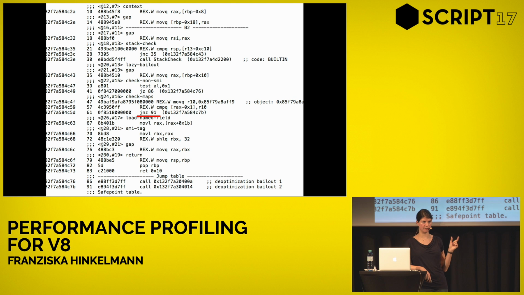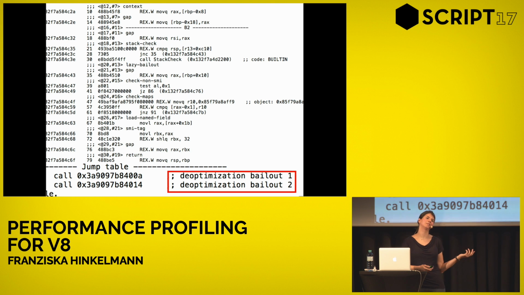I said we're comparing these maps. Of course, nobody is forcing you to always call load with the same kind of objects. So we check the maps, and if what you passed in doesn't correspond to anything in the cache, that's when we say, oh, okay, let's jump, in this case, jump down here to 91. And 91 says, deoptimization bailout.